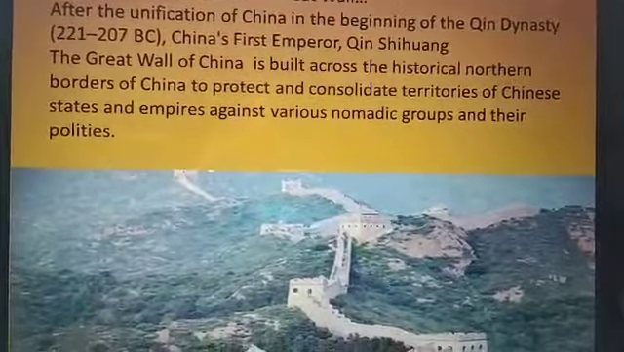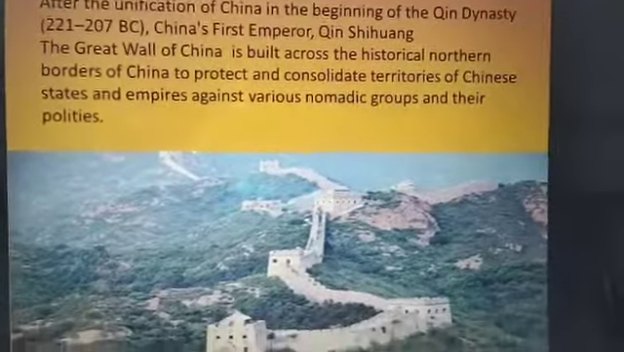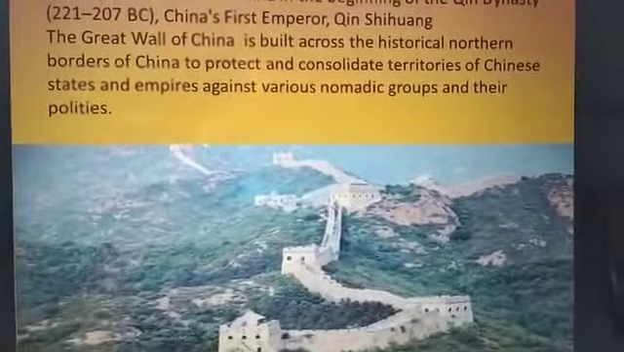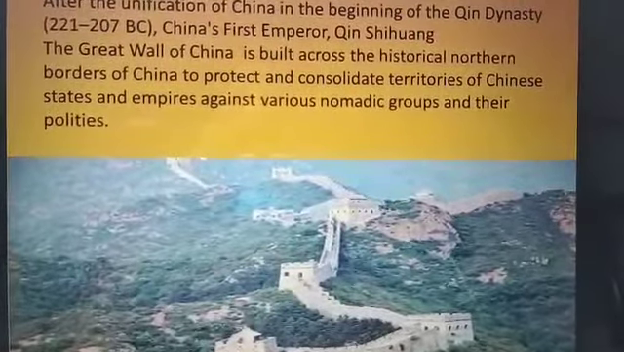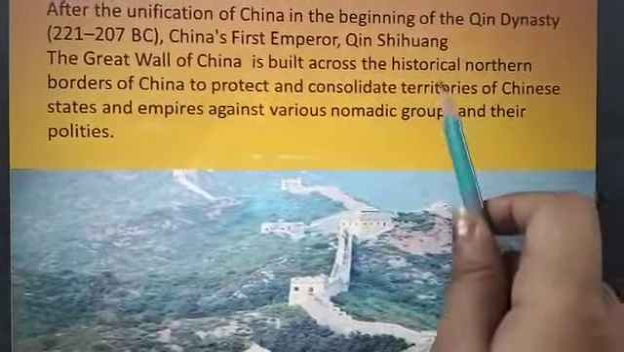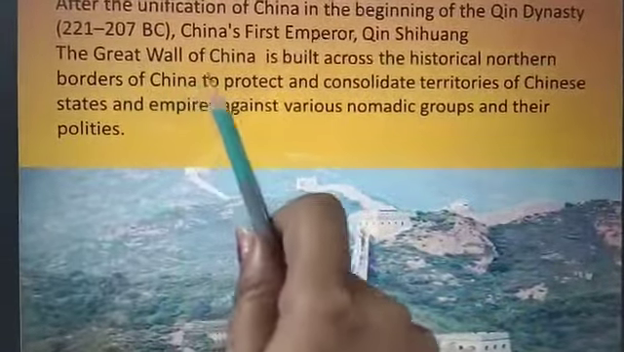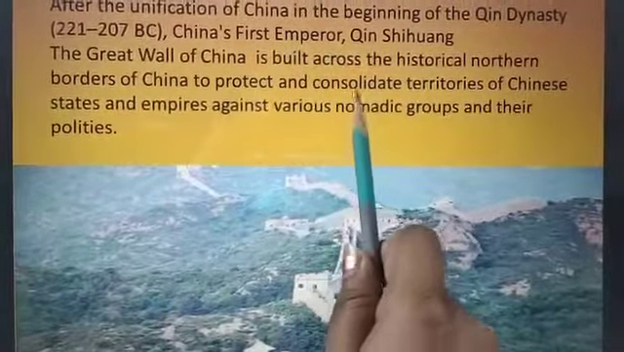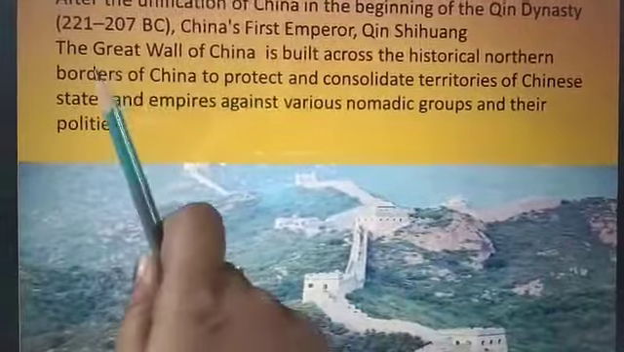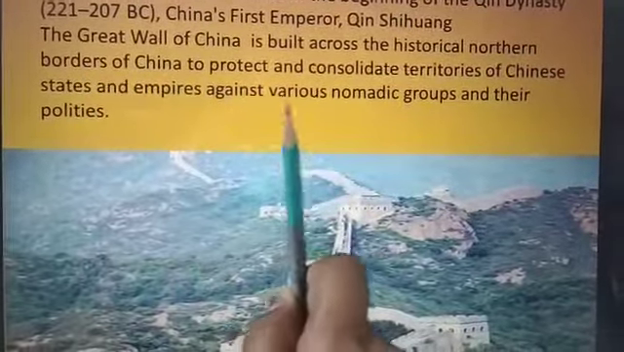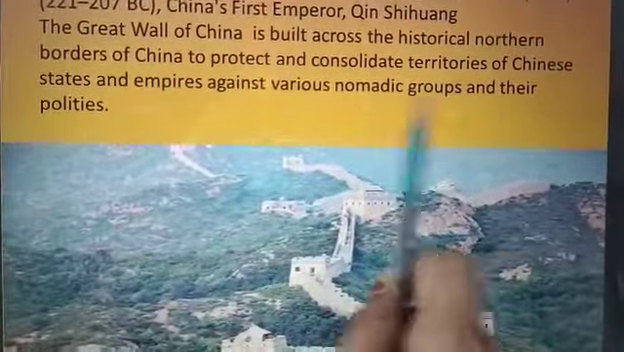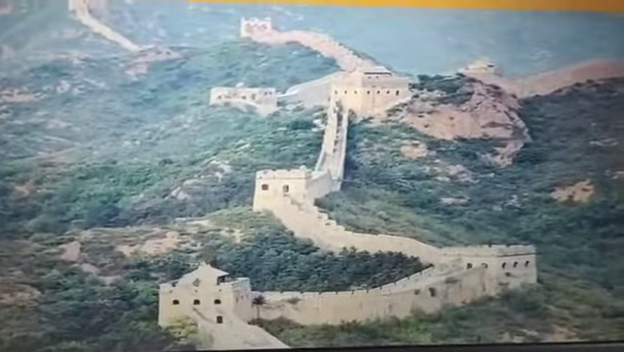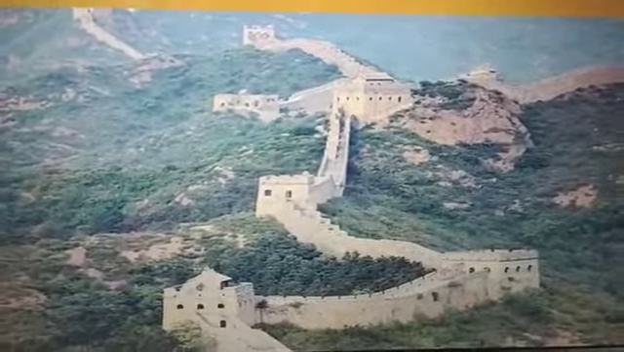Architecture. A beautiful example of architecture is the world-famous Great Wall of China, which is built across the historic northern borders of China to protect and consolidate territories of Chinese states and empires against various kinds of nomadic groups and their polities. The Wall of China.